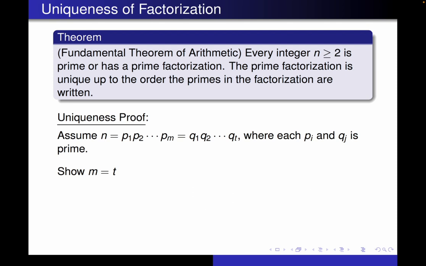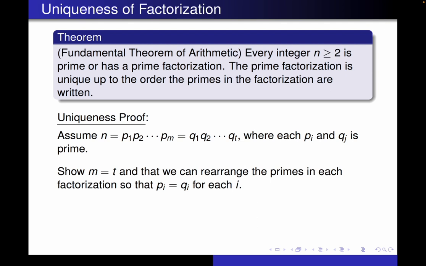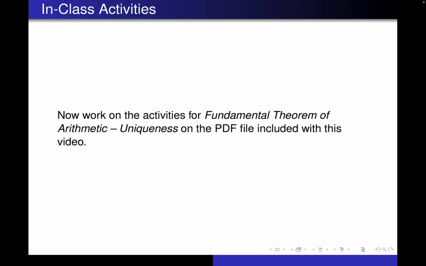And then we're also using different variables for the primes in the first and the second prime factorizations. So the second thing we'd have to prove is that if we rearrange the numbers, we can make it so that the prime numbers match up. So pi equals qi for each i if we rearrange them in a certain way. All right, so that should get you set up for the proof of the uniqueness part of the fundamental theorem of arithmetic. That's basically what the file name is on the activities that you'll be working on next.